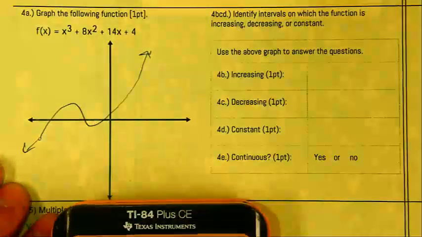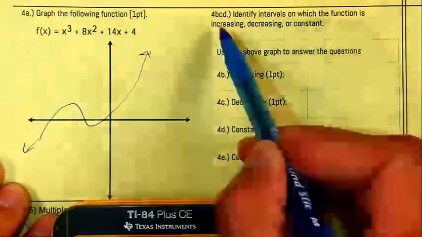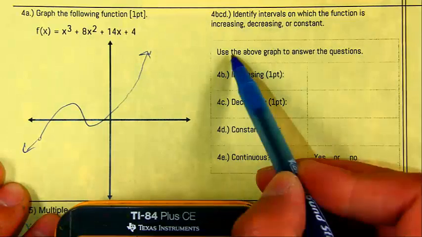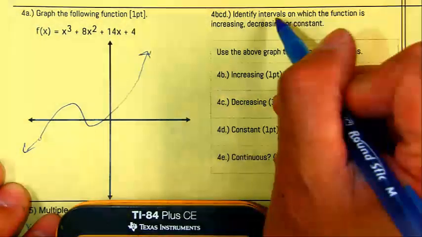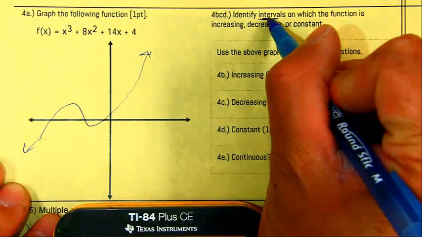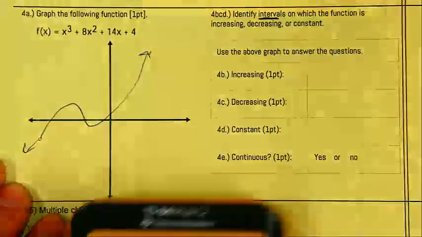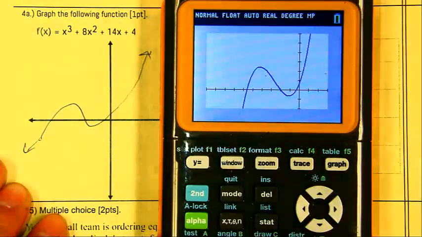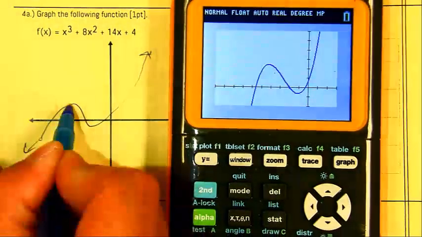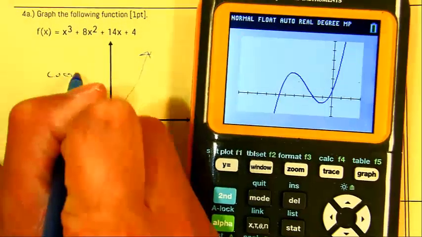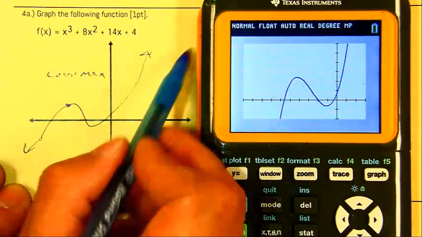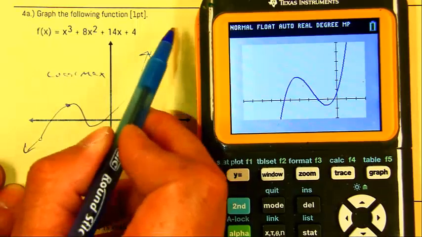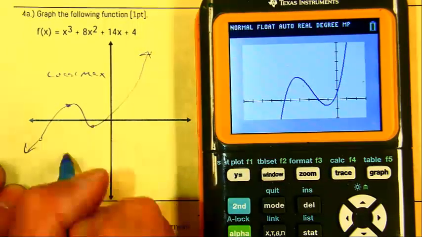Okay. From here, the question is talking about identify intervals in which the function is increasing, decreasing, or constant. Use the above graph to answer the questions. Identify intervals, well, that just kind of hints at interval notation, and you guys did this before on your quizzes. So I'm just going to find a local minimum. The reason why it is a maximum is because the mountain goes higher and there is a taller maximum height. And this would be a local min.